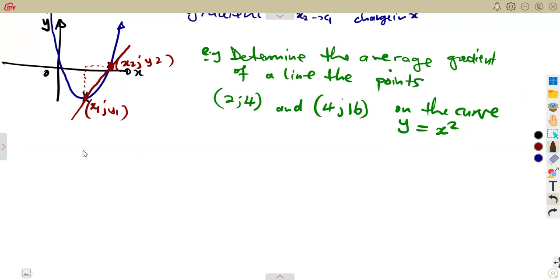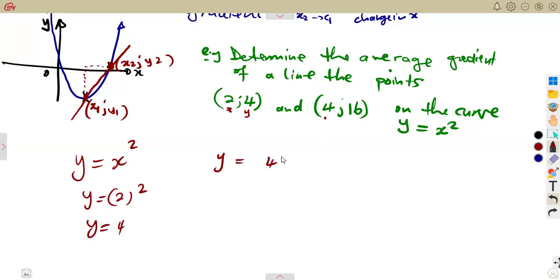This is the curve. Remember, this is the curve of y is equal to x squared. So this is the x value, this is the y value. When x is 2, it must be 2 squared, so y must be 4. When x is 4, it's supposed to be 4 squared, so y is supposed to be 16.